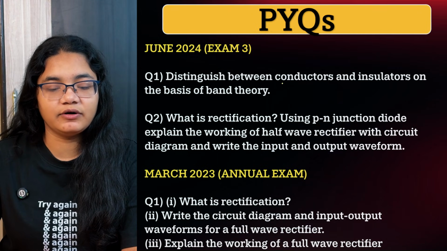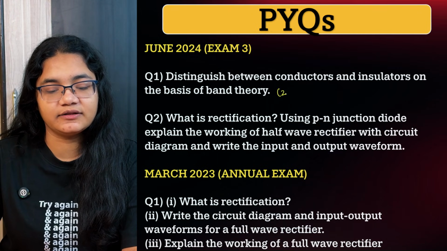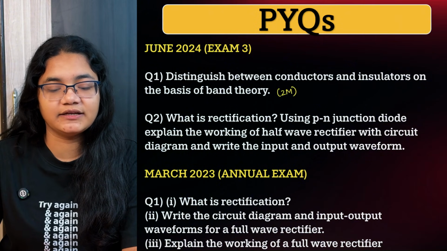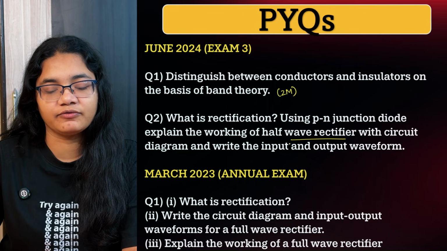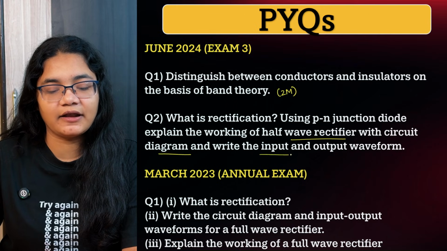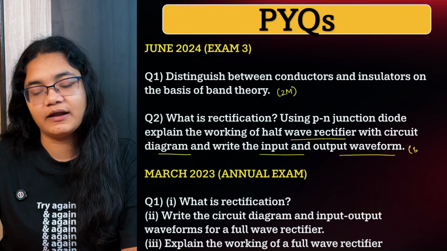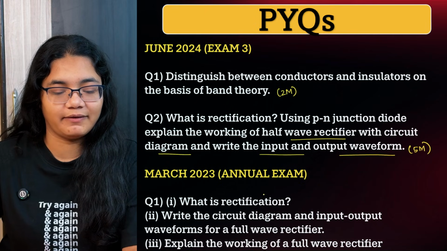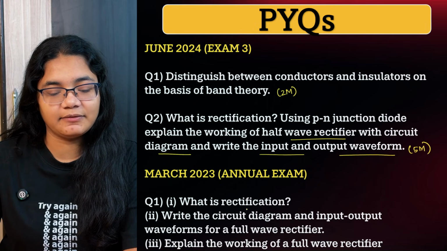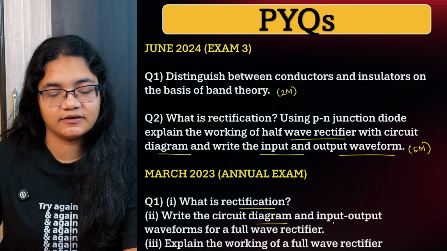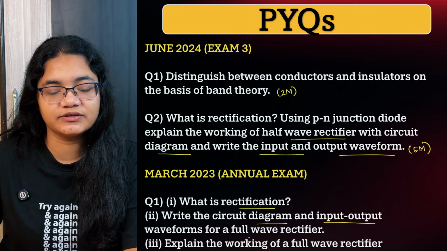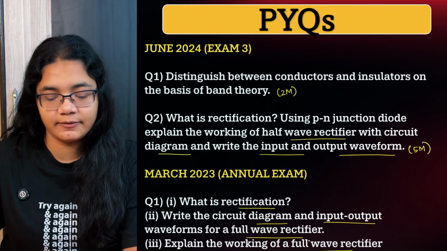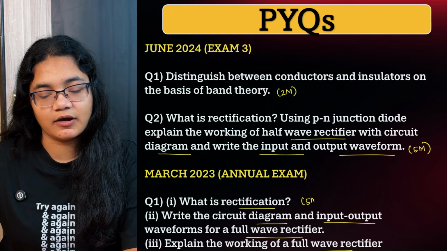Next, June 2024, distinguish between conductors and insulator. This is 2-marker on the basis of band theory. Next, what is rectification? Using PN junction diode, explain the working of a half wave rectifier with circuit diagram and write the input and output waveform. That is a full 5-marker PYQ. Next, in March 2023 examination, what is rectification? Write the circuit diagram and input-output waveforms for a full wave rectifier. Explain the working of a full wave rectifier. So this comes under a 5-marker question.